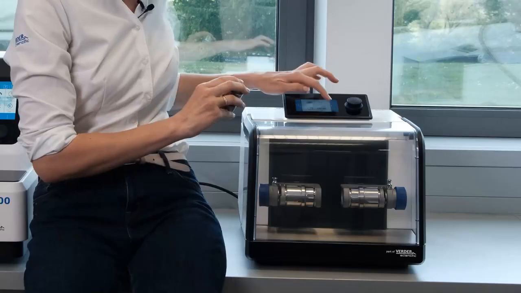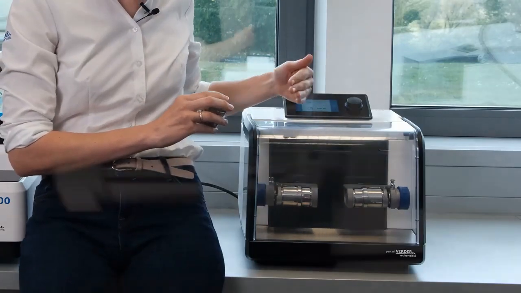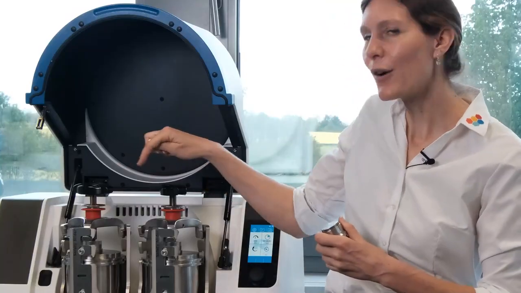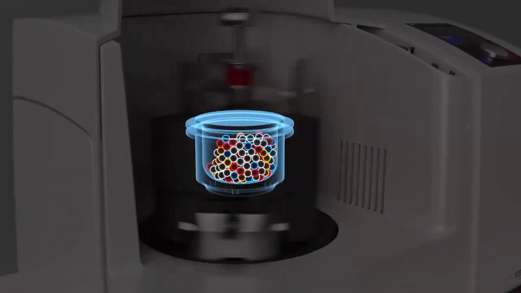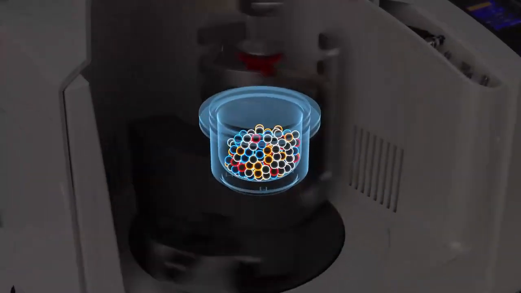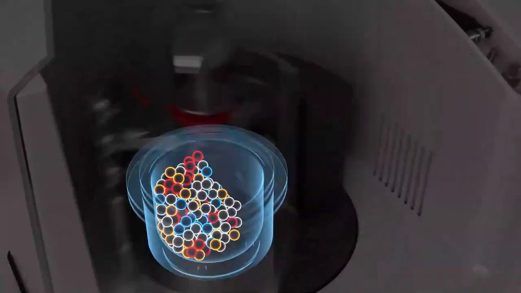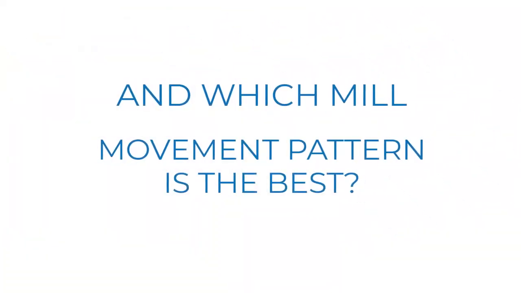In a mixer mill, the jars are oscillating in a horizontal movement. In a planetary ball mill, the jars are moving on a circular path like planets orbiting a sun. And there are also other ball mills with different movement patterns. This depends on the application.